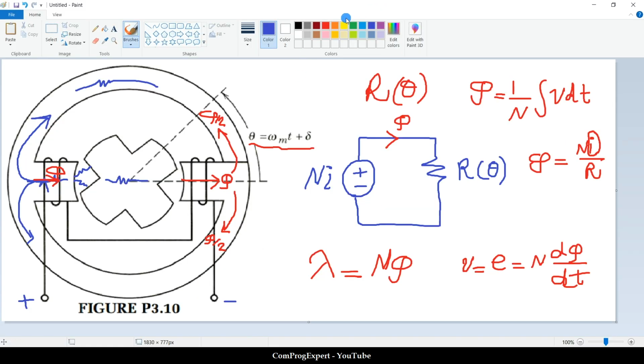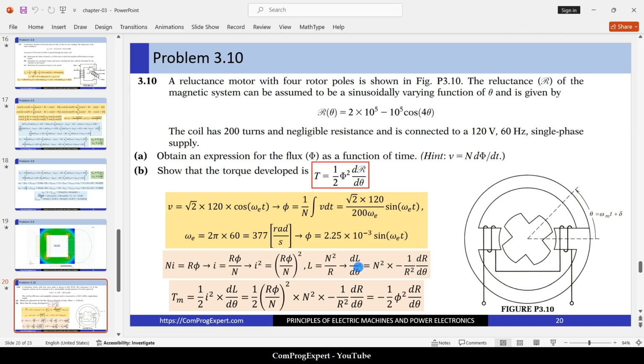You remember the derivative of the function 1 divided by x. What is it? Right, negative 1 divided by x to the power 2. And the derivative of 1 divided by f(x) is equal to negative 1 divided by f(x) to the power 2 times f prime of x. This is the equation that I used here to calculate the derivative of the inductance and change it to the derivative of the reluctance.